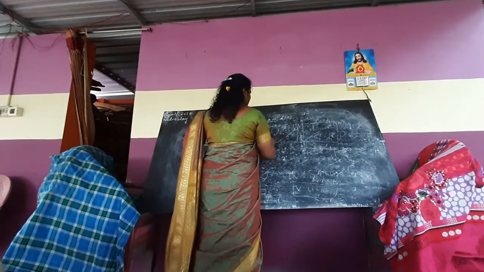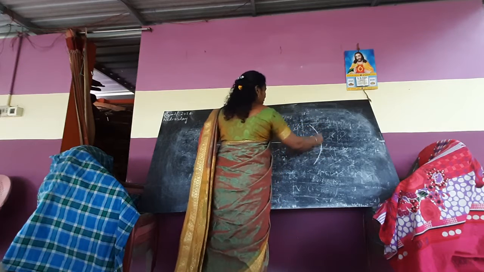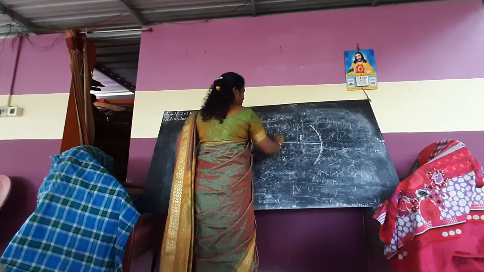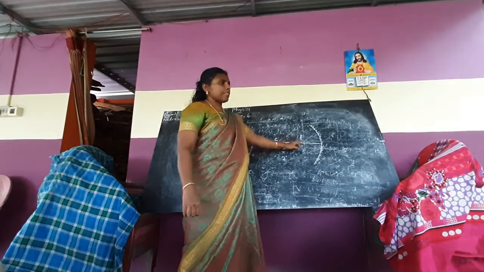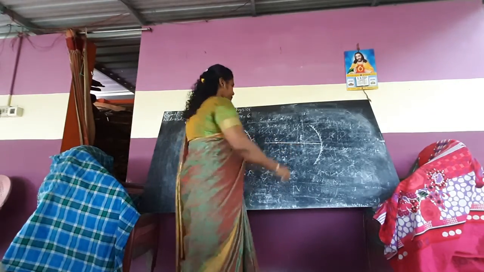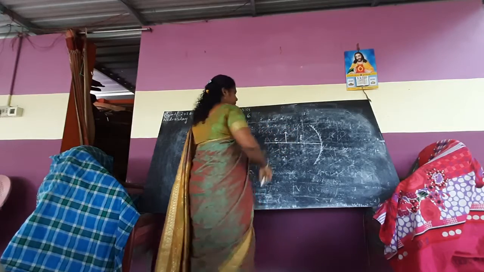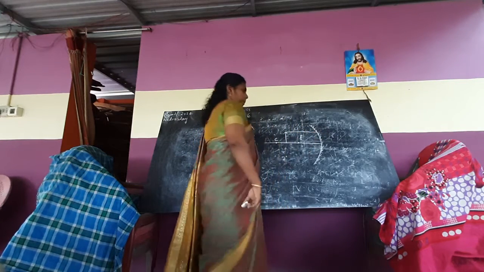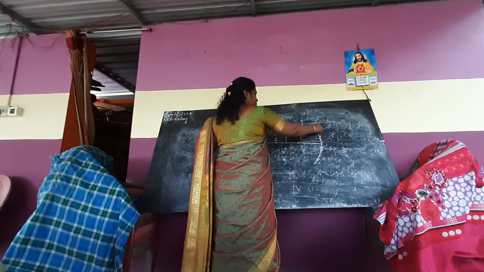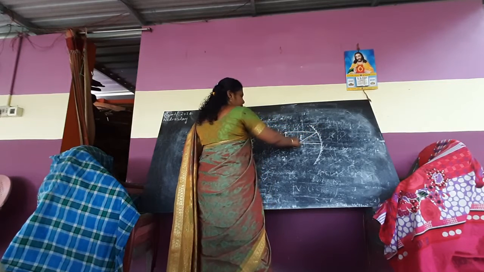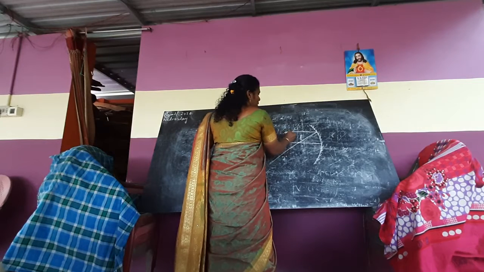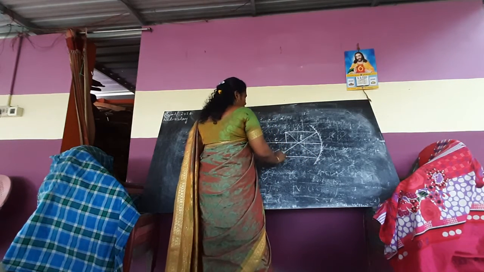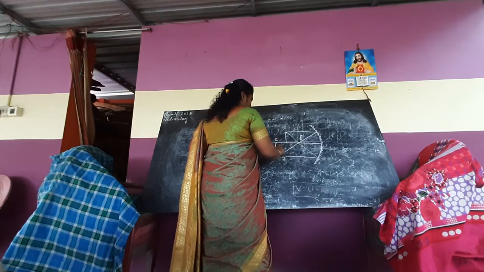Okay. The next diagram, second diagram. Principal axis. Mirror. Principal focus. Center of curvature. Now the object is in between C and F. C means center of curvature, F principal focus. From this object we draw a ray that passes to the concave mirror. Then what happens? After reflection, it passes through the principal focus. Another ray passes through the principal focus and after reflection emerges parallel to the principal axis. So at this place you will get the image.